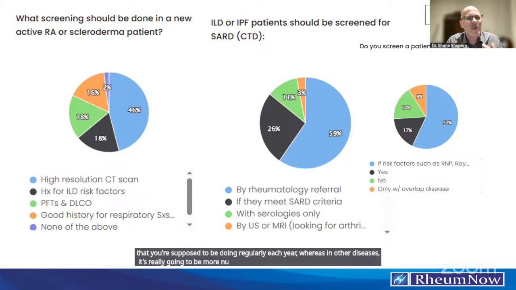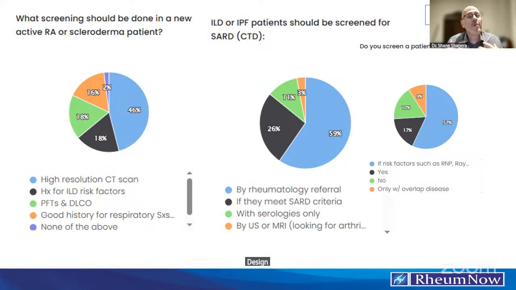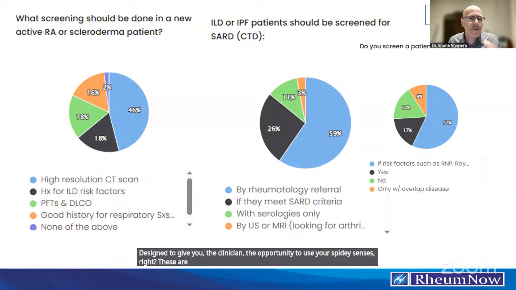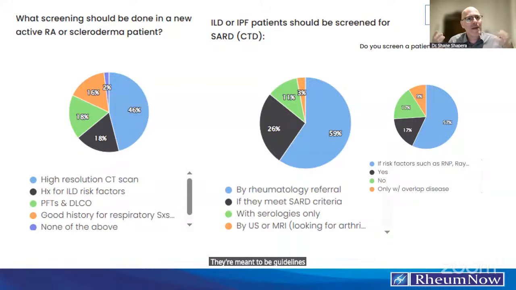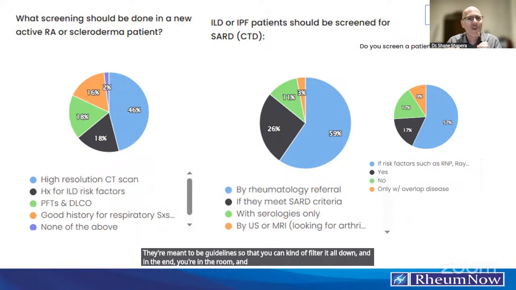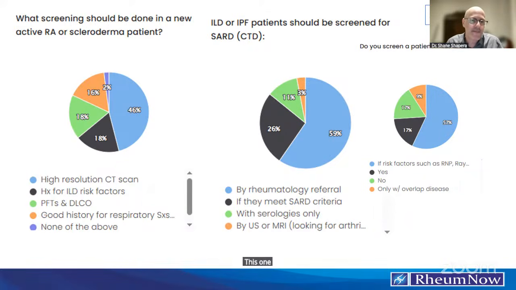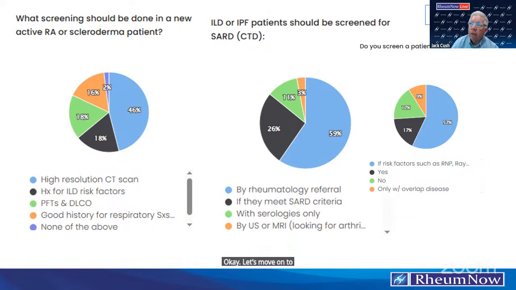And the guidelines are really designed to give you, the clinician, the opportunity to use your spidey senses, right? These are not meant to be recipe cookbooks. They're meant to be guidelines so that you can filter it all down. And in the end, you're in the room and your spidey sense tingles and you're like, ah, this one needs a CT. Okay. Let's move on to the next question.